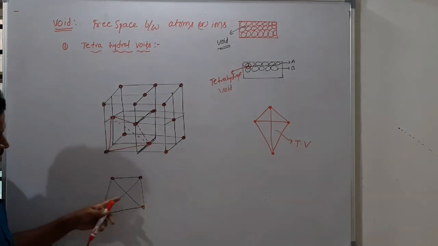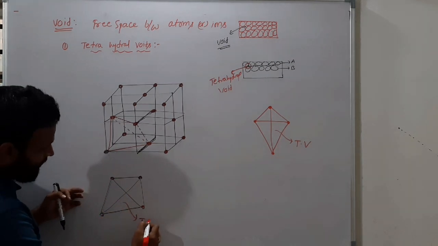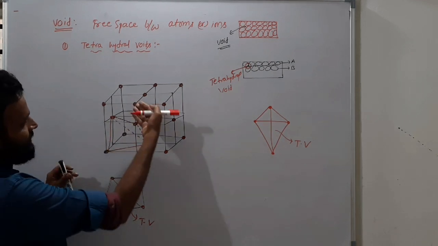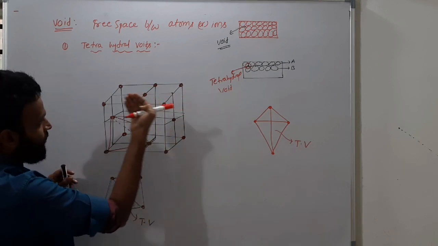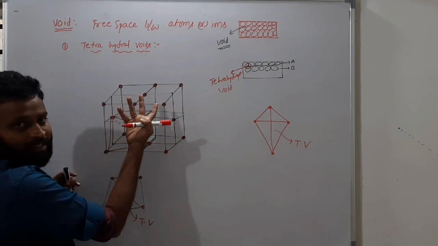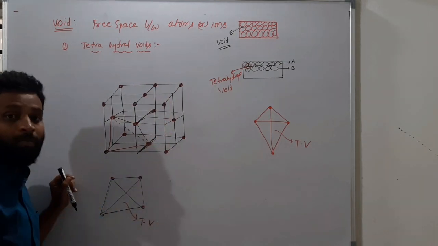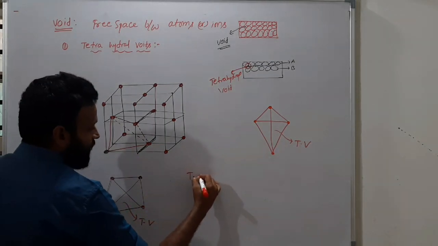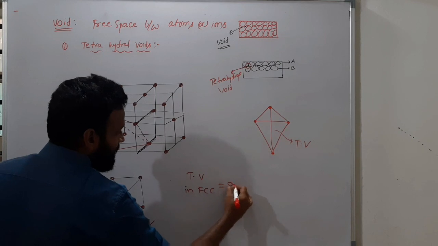Like this. Now between these three atoms and this atom, you have a tetrahedral void. Observe it. In the same manner, on the back side you will have one. This side, so here one and here one. 2, 3, 4. Four tetrahedral voids can be formed on the front side and four tetrahedral voids can be formed on the back side. So how many tetrahedral voids are forming in FCC? Eight.